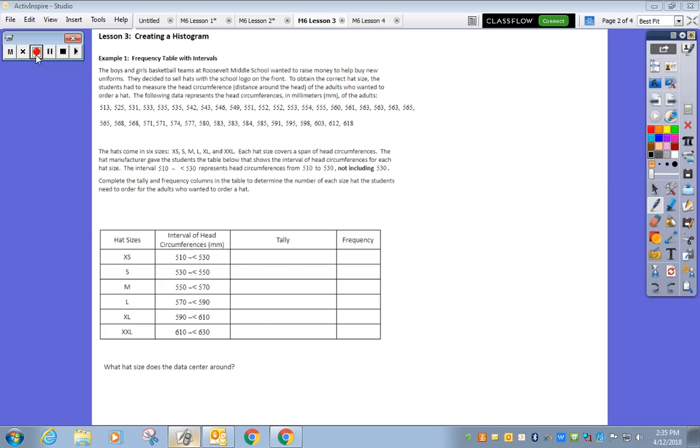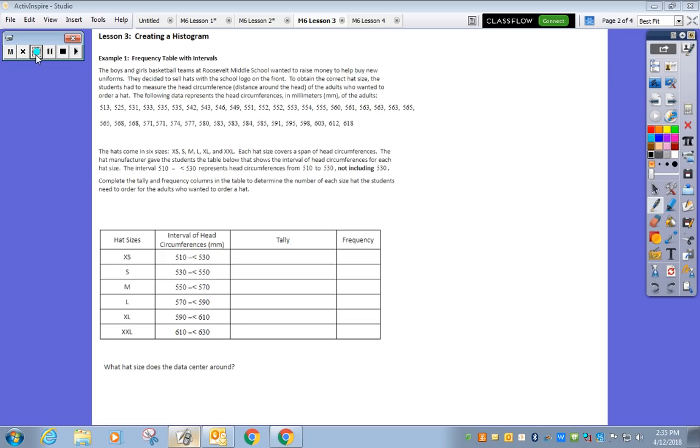The interval 510 to less than 530 represents head circumferences from 510 to 530, not including 530. So this would be any number up until 530, but does not include that 530. So this could mean 529 and 3/8. However it's measured, typically millimeters are in decimals, so it could be 529.99. So all the way up to, but not including 530.